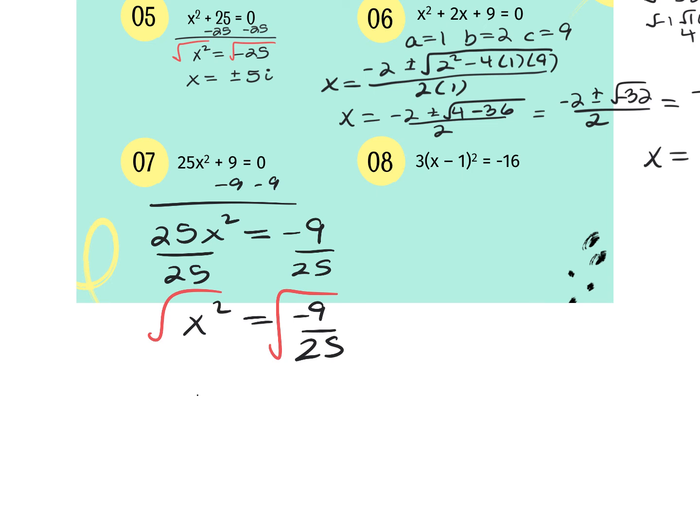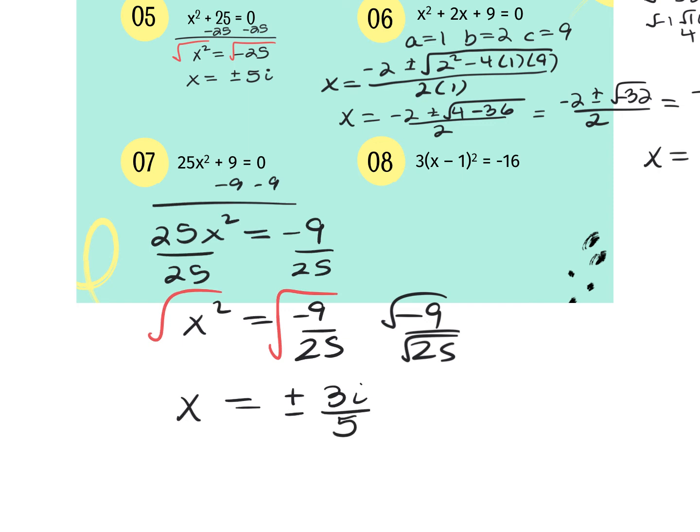And then you end up with x is equal to plus or minus. And again, you can square root the negative 9 separately and the 25 separately. So square root this, I get... sorry, no. It's not under the radical. It becomes a 3i. And then this becomes a 5.